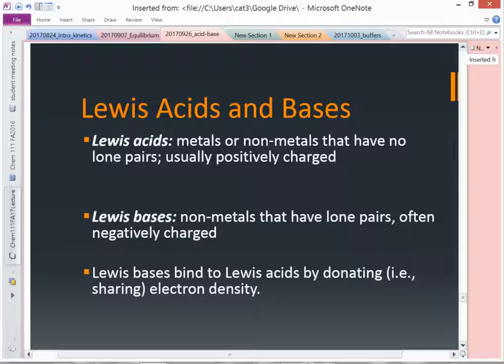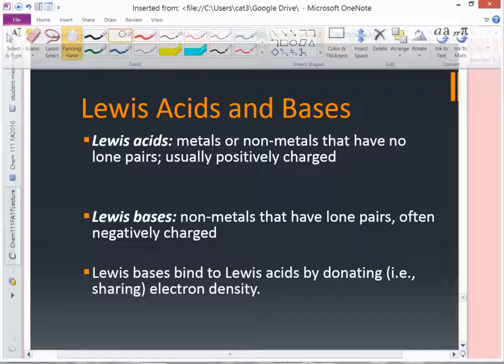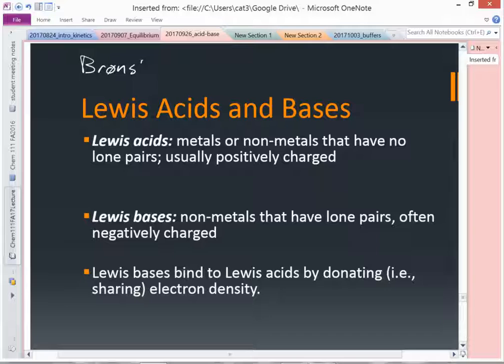Okay. Lewis. What we did earlier was Bronsted acidity, which basically has to do with protons. Are you donating a proton or are you taking a proton? Okay, Bronsted.